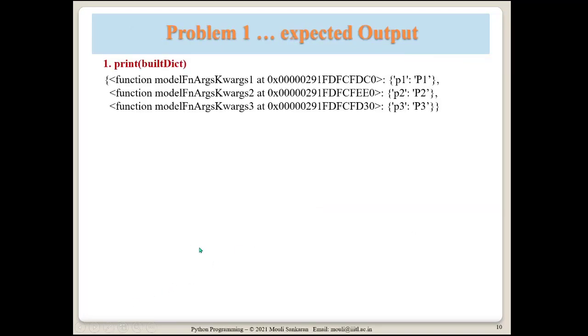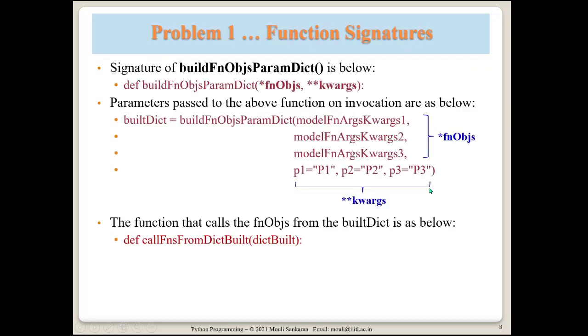And the expected output is, suppose if I print the dictionary, I will get something like this, because you won't get the same value, but this is the function object colon the values, dictionary element. So this is what the finally built dictionary will look like. What you passed is like this.